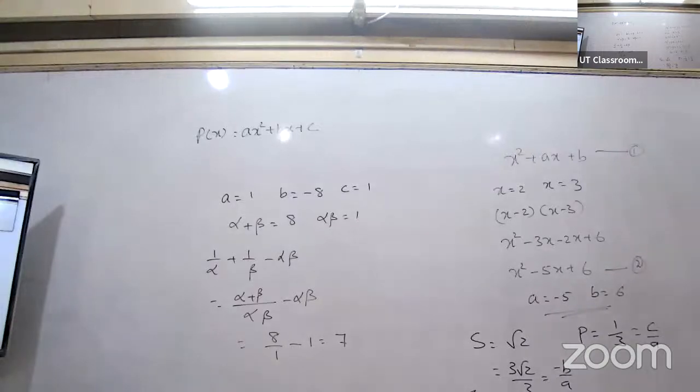B square minus 4AC greater than 0 means 2 zeros. Equal to 0 means 1 zero. And the last one is no zero. This you will study in another chapter also.